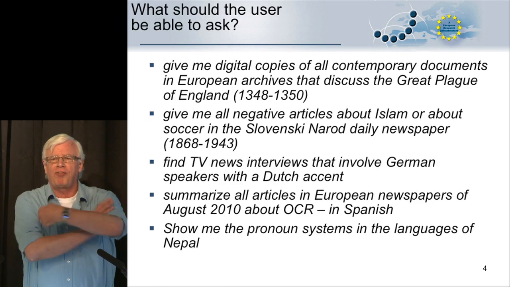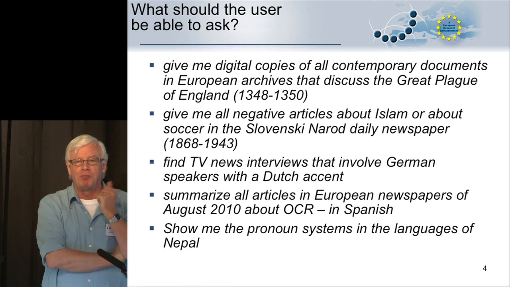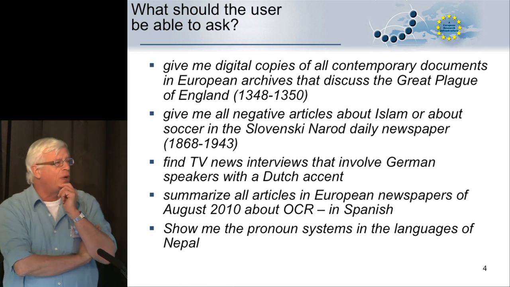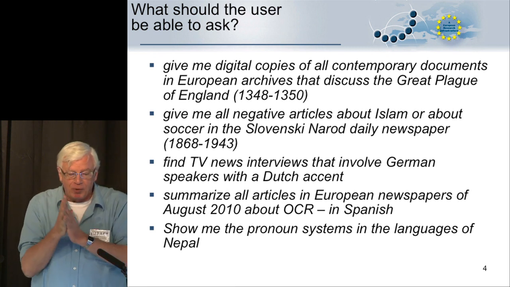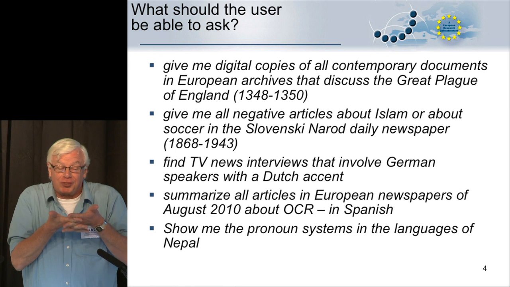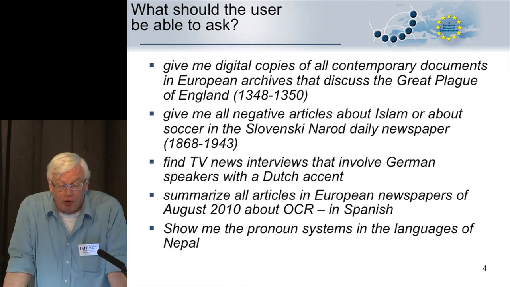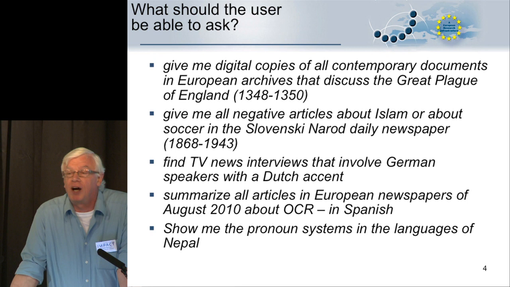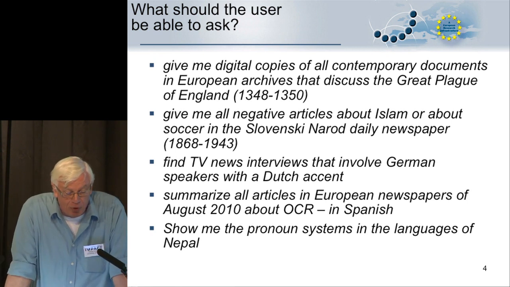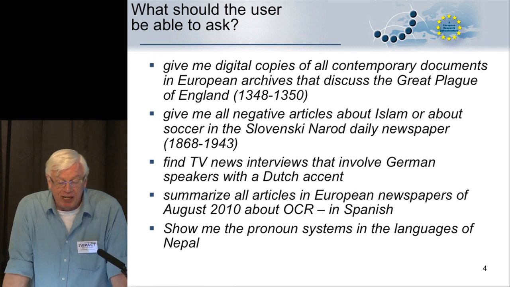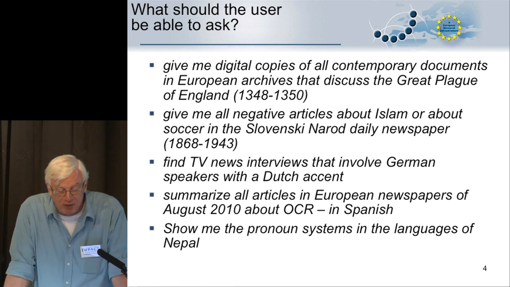Now, what are the sort of things we have in mind? Here I give some very wild examples of the sort of things that we would like our users to be able to ask the infrastructure. Give me all digital copies of all contemporary documents in European archives that discuss the Great Plague, or give me all negative articles about Islam or about soccer in the Slovenski Narod daily newspaper, which existed, I checked it on the web, from 1868 to 1943. I have no idea what Narod means, but Slovenski I recognize.